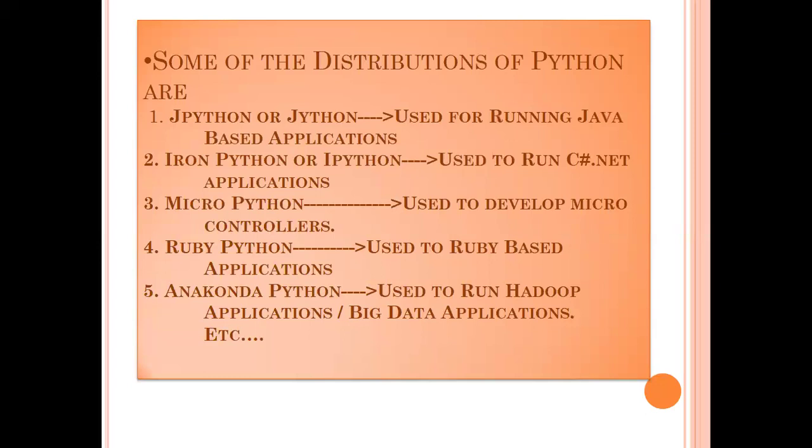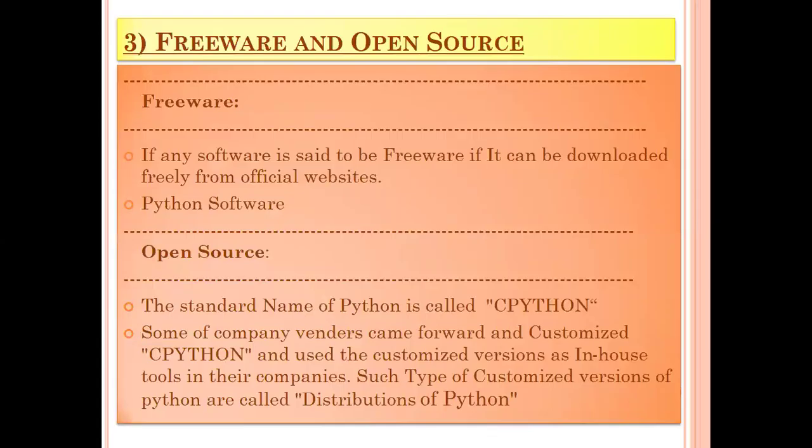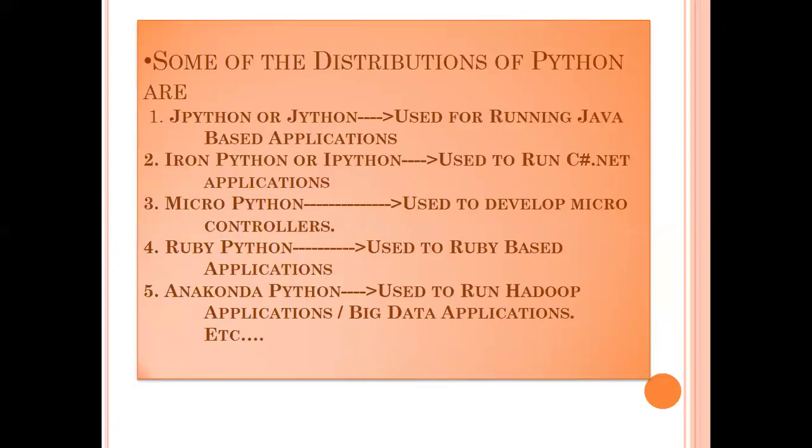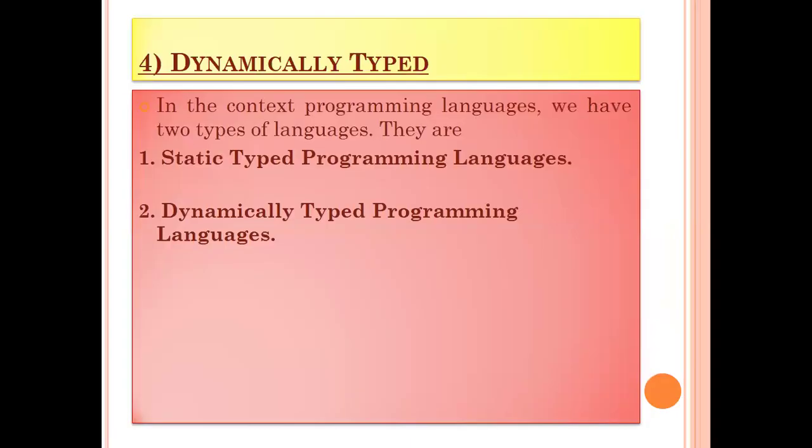Such applications are known as Anaconda. So all the distributors are using their names according to their usage, right? That is why it is open source. It is open source. So the customized name is CPython. Now, dynamically typed programming language and static type programming language.